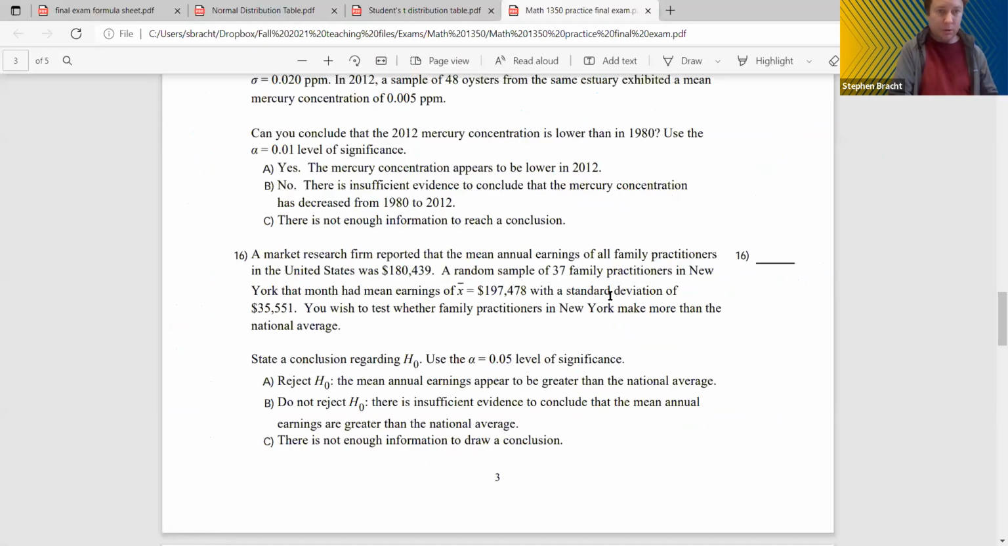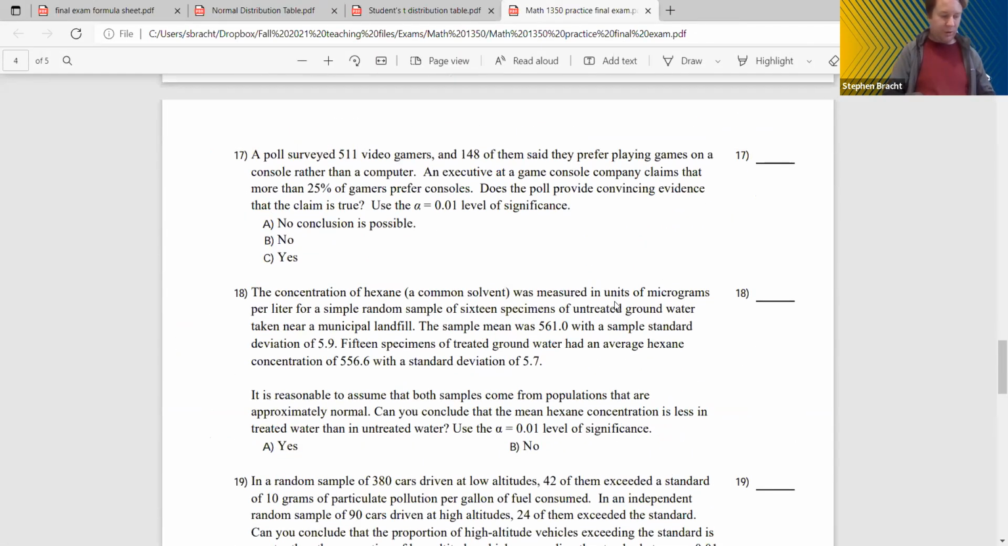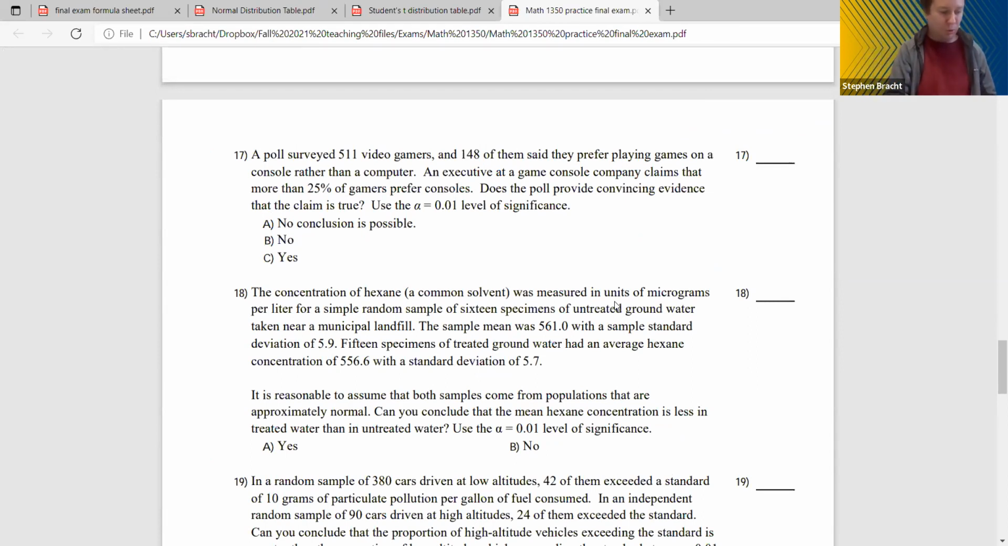16. Okay, 17, here we're testing a proportion, right? A poll surveyed 511 video gamers, and 148 of them said that they prefer playing games on a console rather than a computer. An executive at a game console company claims that more than 25% of gamers prefer consoles. Does the poll provide convincing evidence that the claim is true? Use the 0.01 level of significance, right? It says more than 25%, so that suggests a right tail test, okay?